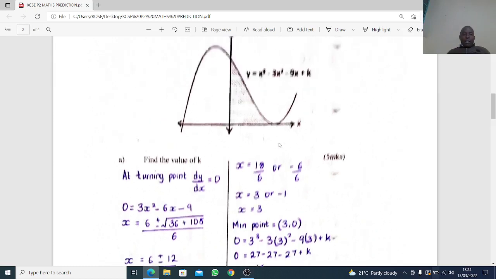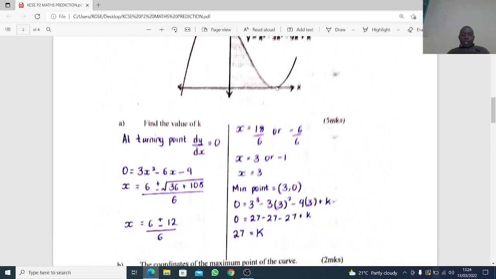But remember the point here. The minimum point now becomes at x equals 3, and the other turning point is at x equals negative 1. At this point, x is 3 and the value of y is 0, obviously, because we know that on the x-axis, y is 0. So we shall have the minimum point as 3, 0.